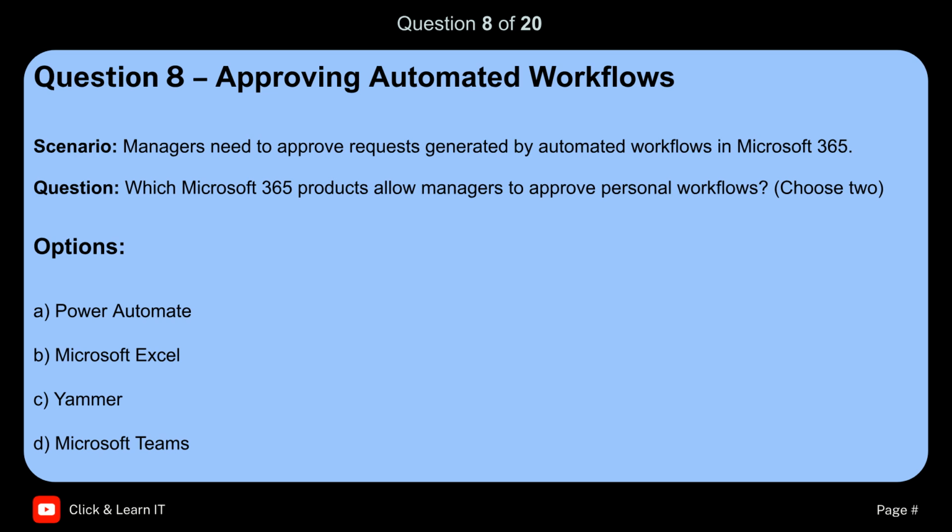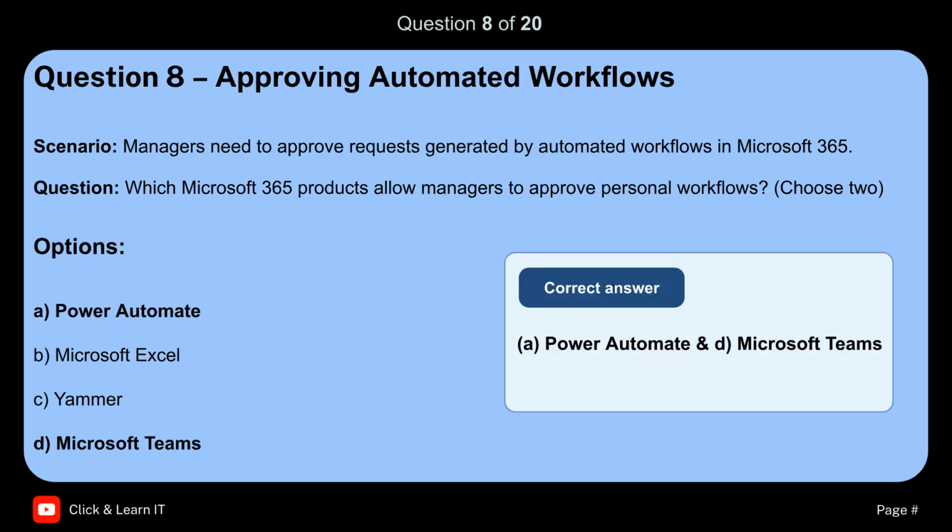Question 8. Managers need to approve requests generated by automated workflows in Microsoft 365. Which Microsoft 365 products allow managers to approve personal workflows? Choose 2. Options are Power Automate, Microsoft Excel, Yammer, or Microsoft Teams.